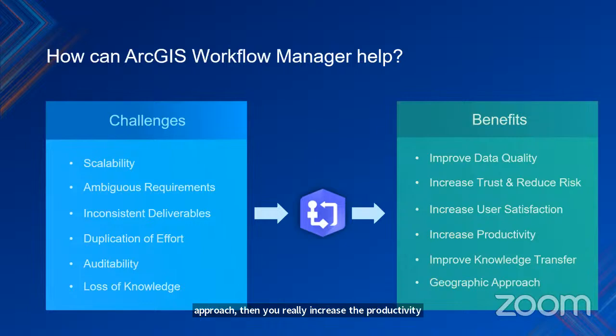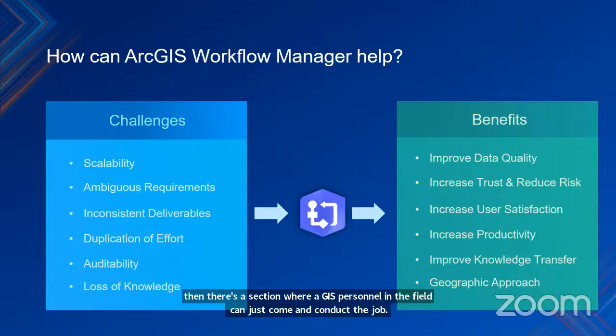And also improving a lot of knowledge transfer. You do know that if we are 10 in an organization or 10 in a department, and each one of us is really focused on the individual tasks and steps, it's very hard to improve knowledge transfer. But if we automate the system, whereby there's a section where a manager can assign jobs, there's another section where maybe a GIS coordinator can start off some of the jobs, and then there's a section where a GIS personnel in the field can just come and conduct the job, then that really helps you to also have that knowledge transfer.